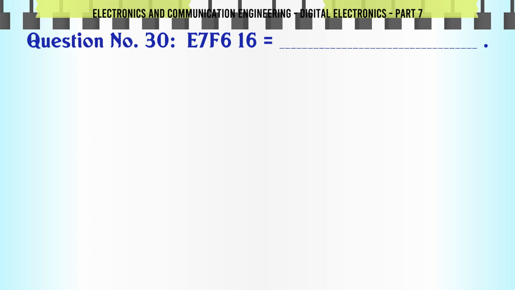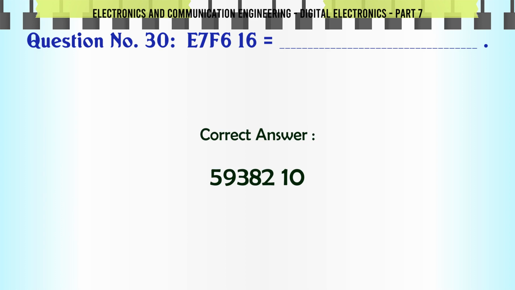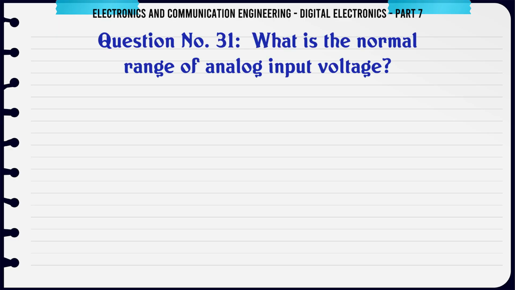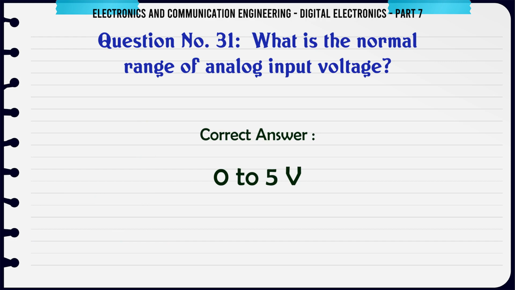E7F6 in hexadecimal equals: A) 6 lakhs 10, B) 59,382 in base 10, C) 9,382 in base 10, D) 38210. The correct answer is 59,382 in base 10. What is the normal range of analog input voltage? A) 0 to 1 V, B) 0 to 5 V, C) 5 to 15 V, D) 15 V to 30 V. The correct answer is 0 to 5 V.